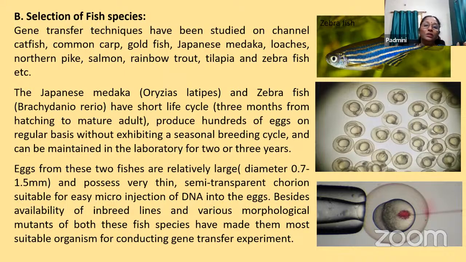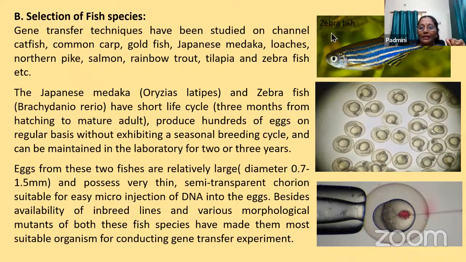Now you cannot do this type of transgenic in all the fishes. You have to identify a particular fish in which you want to work, whether it is good enough to be done or whether you cannot do it. All this has to be taken care of. So for this, what they found is some catfishes, common carp, goldfish, Japanese medaka, that is what we were talking about in the earlier class, loaches, northern pike, salmon, rainbow trout, tilapia, and zebra fishes were found to be best for transgenic transfers.